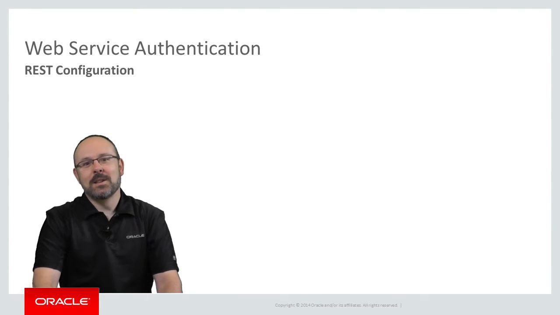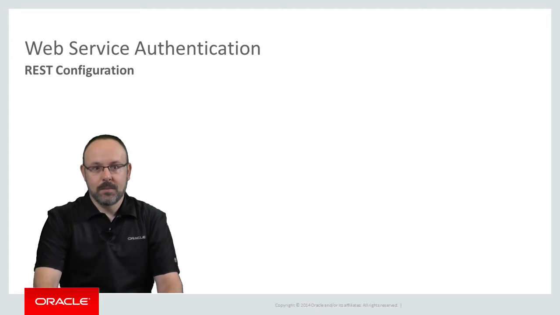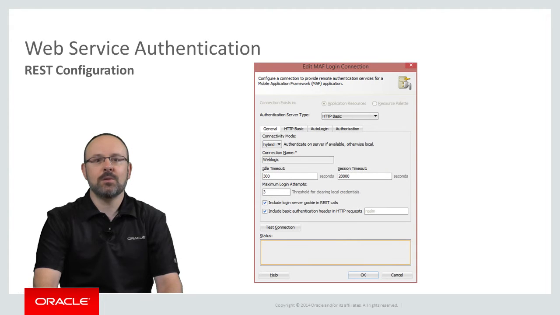Let's now talk about security for REST web services. REST services are simpler in design than their SOAP counterparts, as they support the HTTP protocol exclusively. If your MAF application needs to make calls to secured REST services, the only thing you have to do is to propagate the login cookies obtained from the login server. MAF will transmit credentials in the HTTP header if the server where the services are hosted doesn't allow cookies.